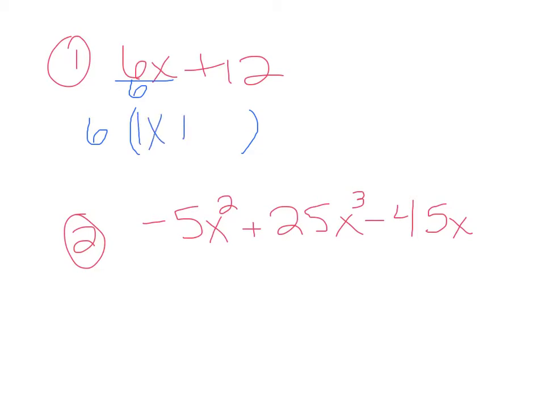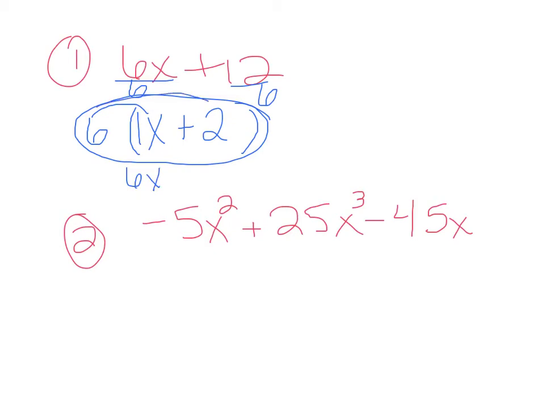Bring down my plus. Now if I have 12 and I factor 6 out, which is the same thing as dividing, I'm left with 2. So my answer is 6, parentheses x plus 2. How you can check your work is to distribute. What's 6 times x? It's 6x. And then 6 times 2 is 12. So you go right back to your answer. All right, let's look at the next one.